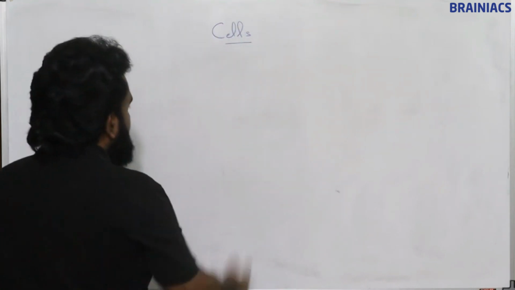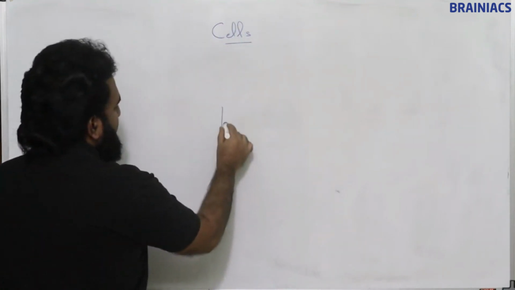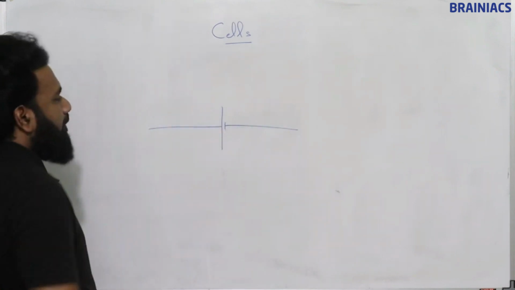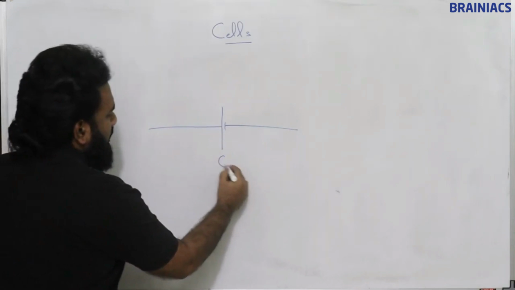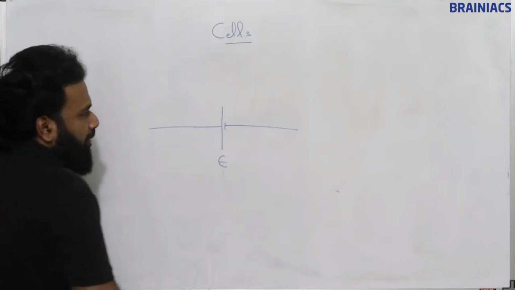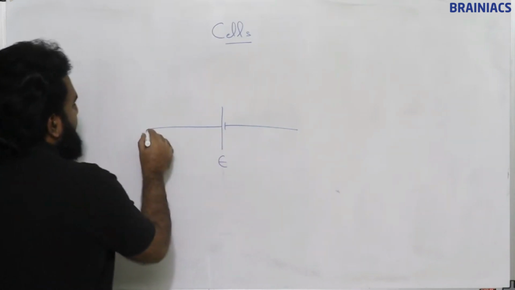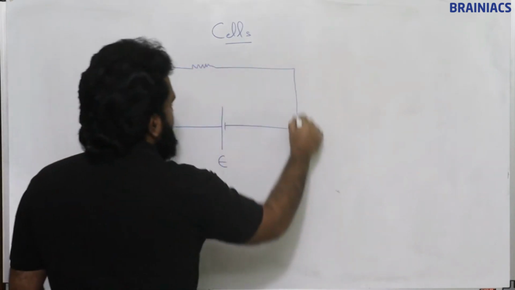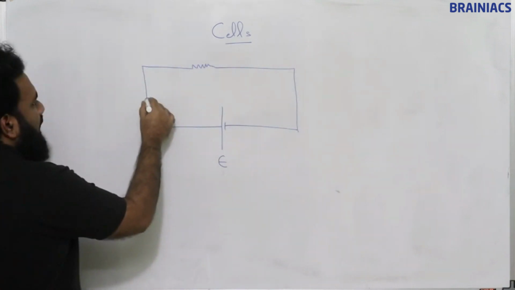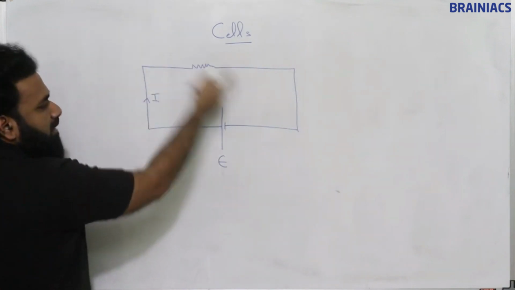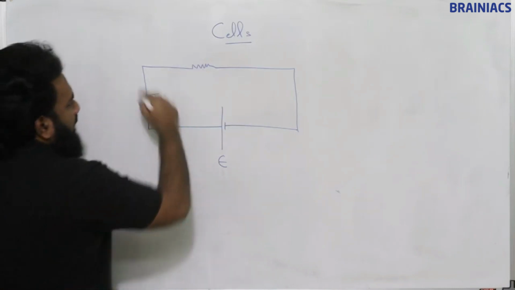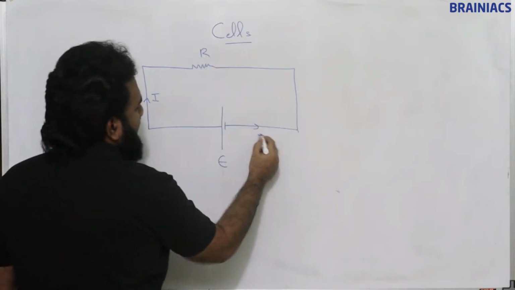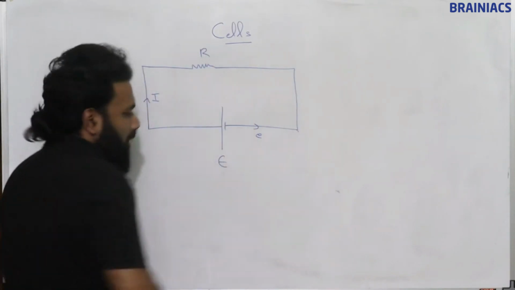So suppose we take a cell. We have seen this symbol, and we used to put this, which is nothing but EMF. What is EMF? Suppose we connect a cell across a resistor, then what will happen? Current will start flowing through this. Why is current flowing in this direction? Because electrons will be flowing in this direction.